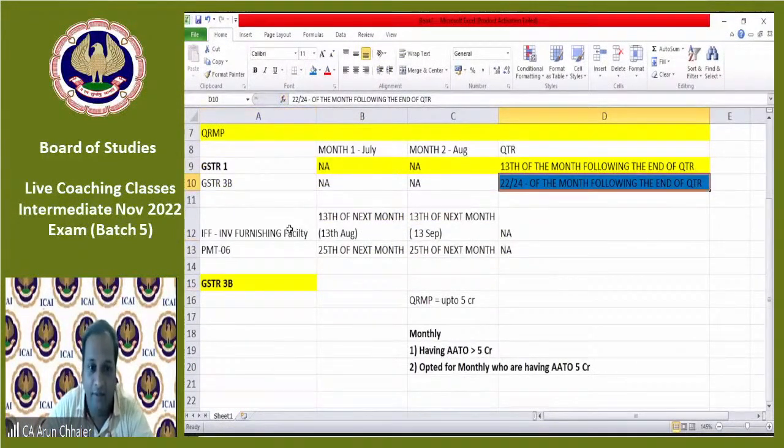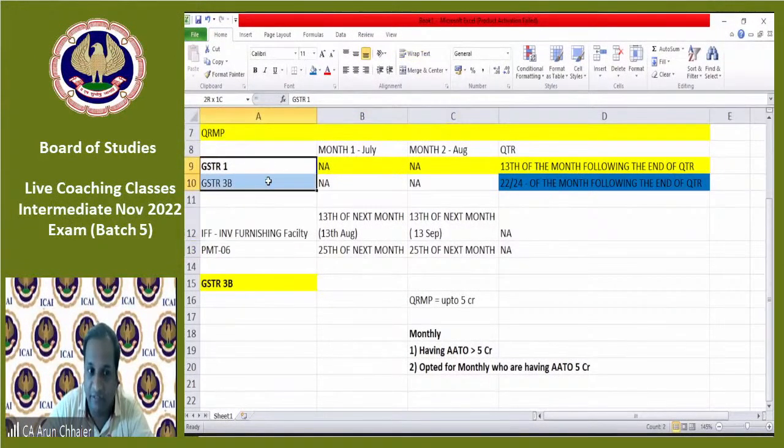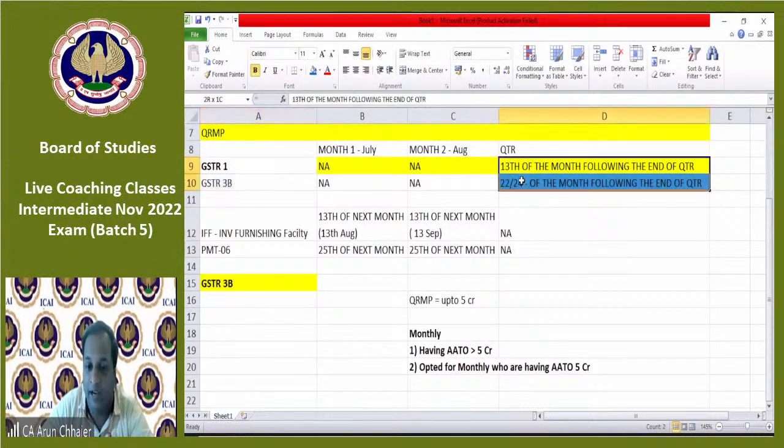IFF for month 1 and month 2. Payment of the taxes for month 1 and month 2 through PMT 06. But GSTR 1 and 3B would be filed only after the end of the quarter. Only after the end of the quarter.